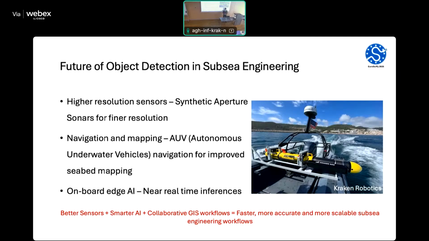There's another thing that is quite important. How do you transfer the data from the EUV to the vessel, which is floating? Now, we can use super resolution techniques where you compress the data at the EUV, bring it up through acoustic modems to the ship, and then you unravel it again and make it more high resolution. So, what is the future? Better sensors, smarter AI, and collaborative GIS workflows. Now, this would result in faster, more accurate, and more scalable subsea engineering workflows.